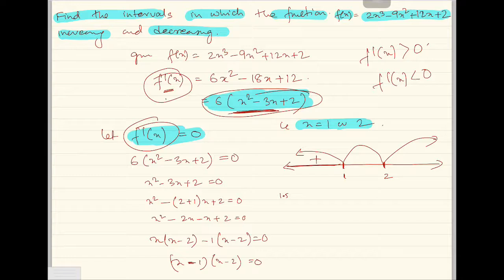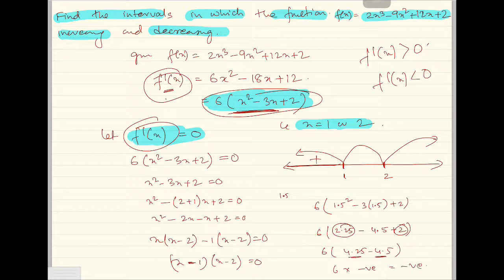Check this out properly. Okay, you might need a calculator for this. Put 1.5, so what I'll get is 6 into 1.5 whole square minus 3 into 1.5 plus 2. Alright, so 6 into 1.5 whole square is 2.25 minus 5, and then 4.5 plus 2. And that gives me 6, and if you add these, you'll get 4.25 minus 4.5, and 4.25 minus 4.5 is definitely negative, and negative into 6 will be negative. Got it? So here I'm getting negative.